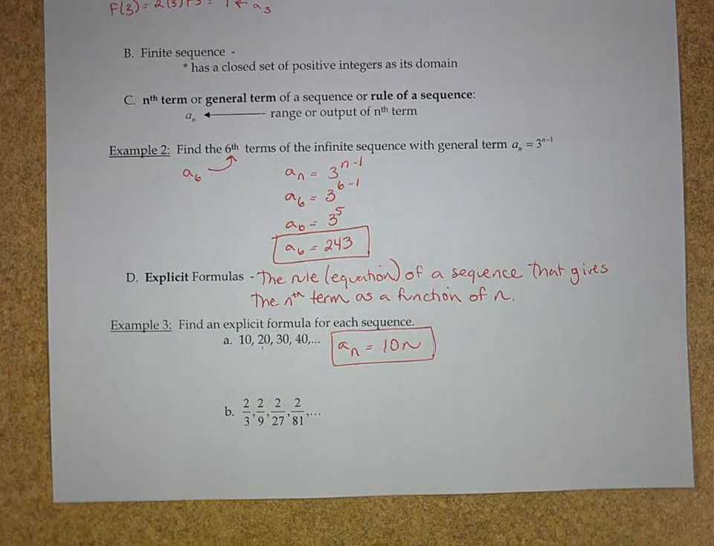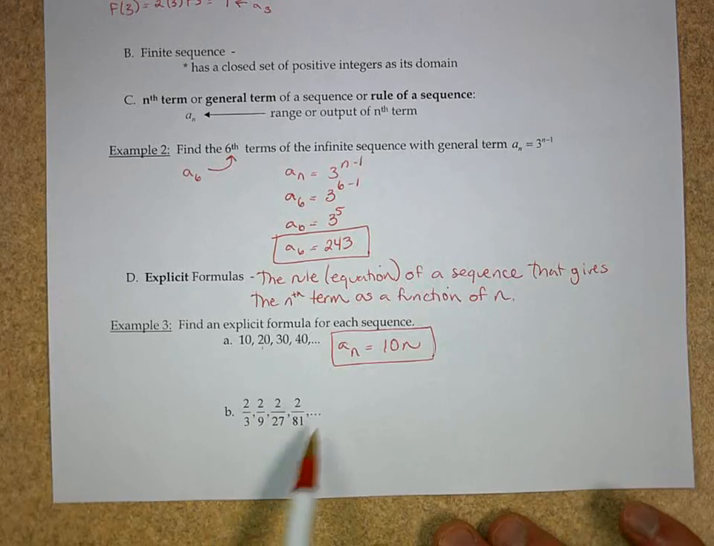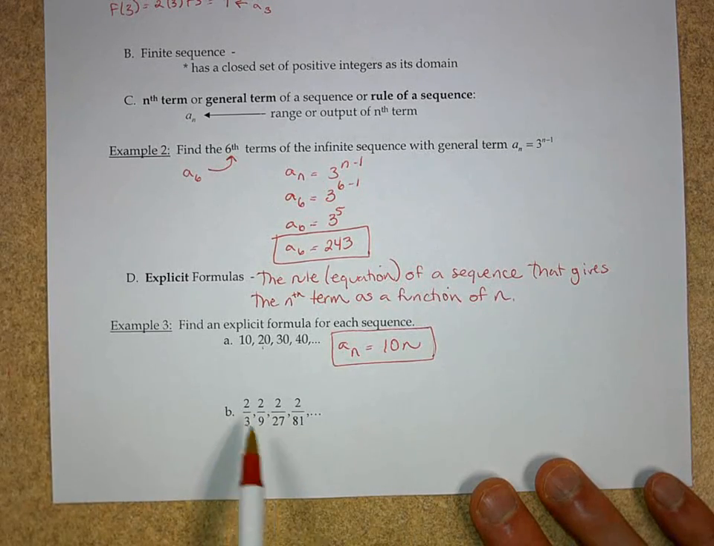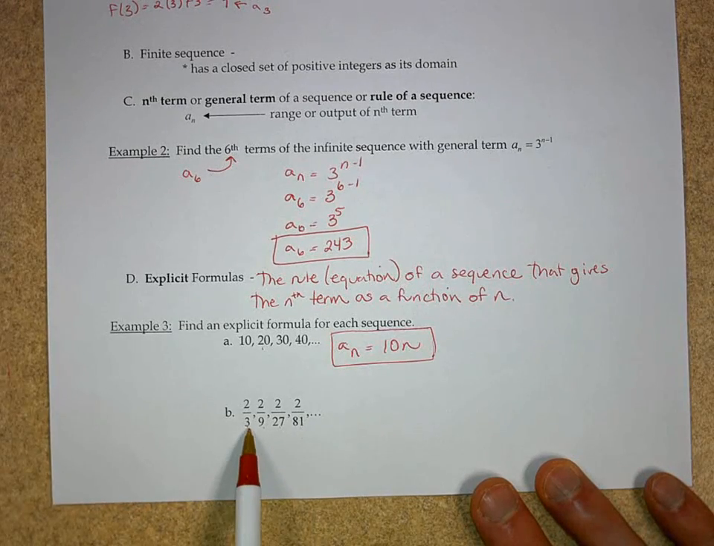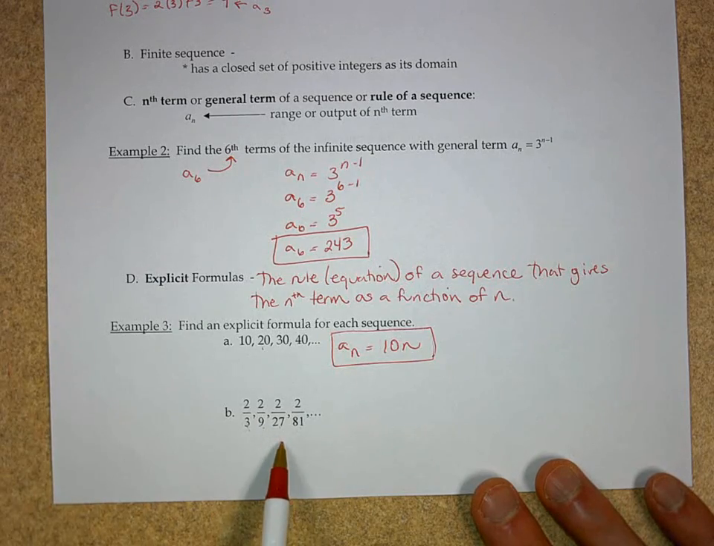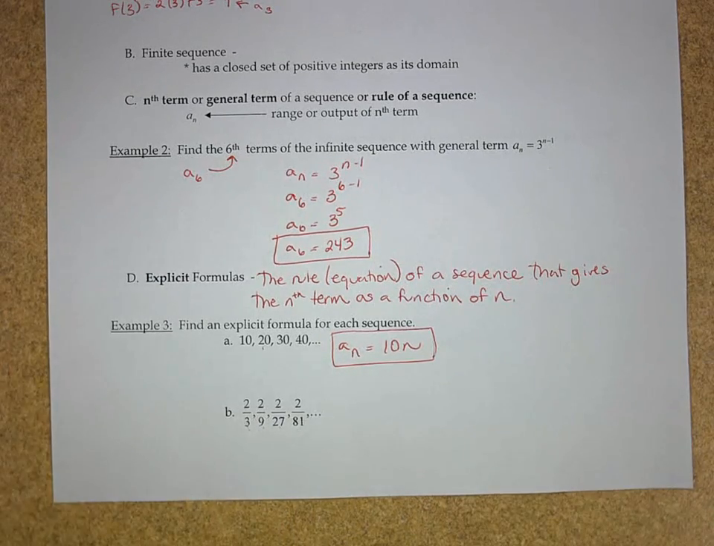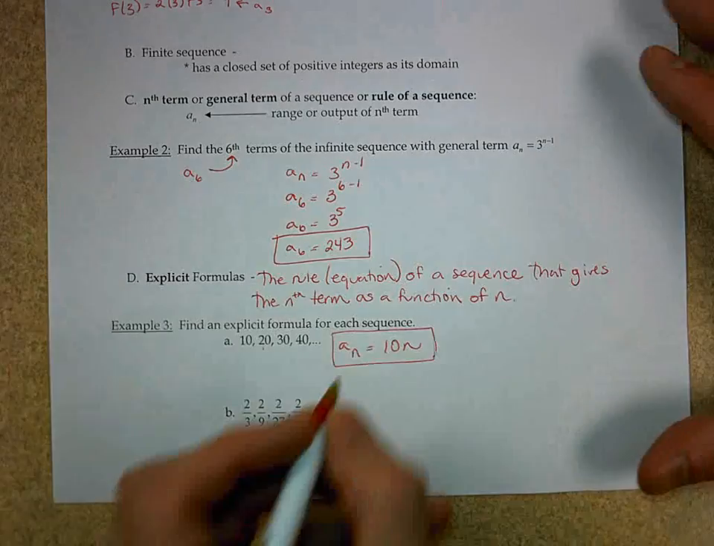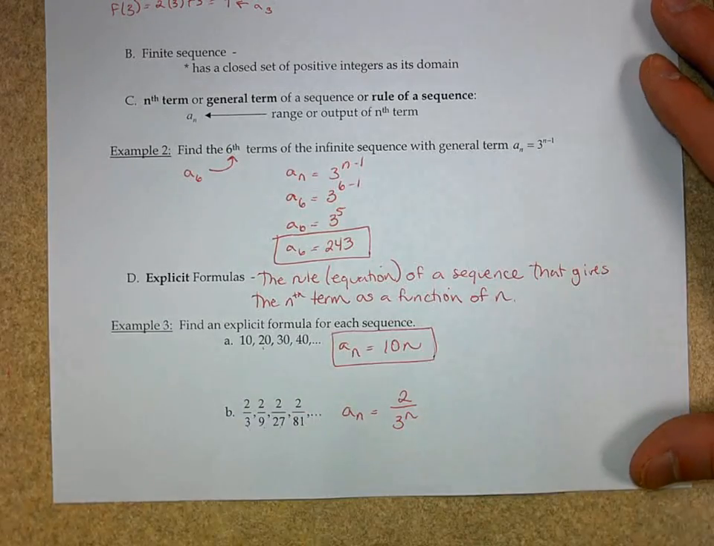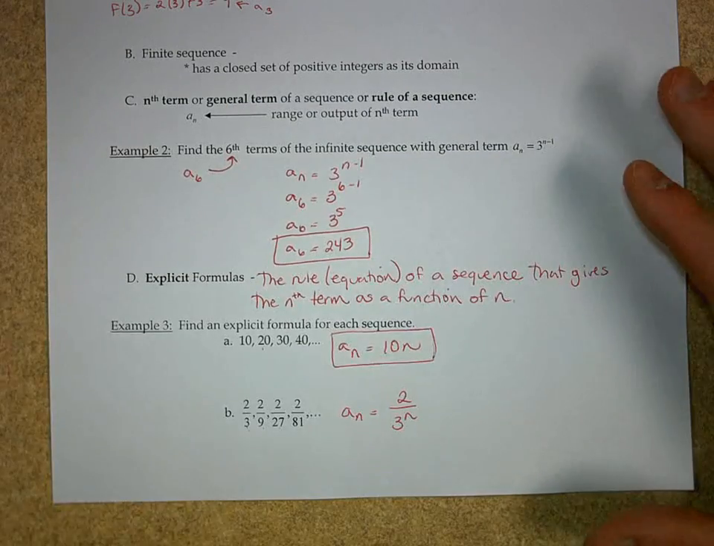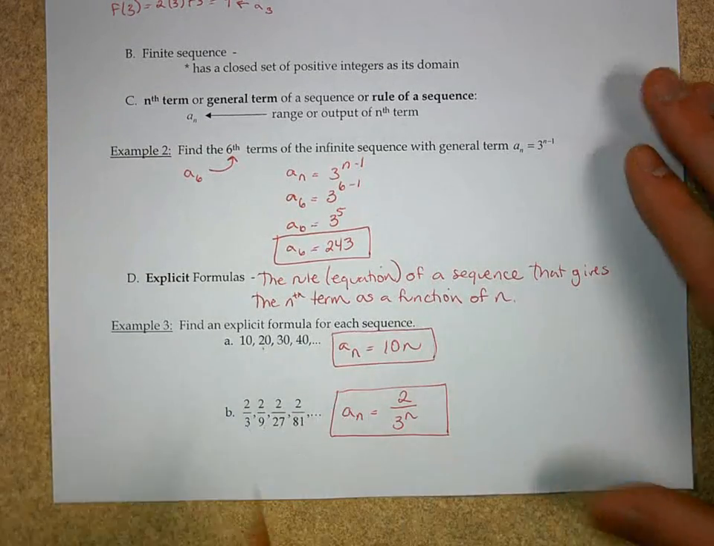My second example: 2/3, 2/9, 2/27, 2/81. What is the relationship there? The relationship comes from the denominator. Here, this is 3 to the first, 3 squared, 3 cubed, 3 to the fourth. And 3 to the first matches with the first term, 3 squared matches with the second term, 3 cubed matches up with the third term, 3 to the fourth matches up with the fourth term. So my explicit formula for this is a sub n is equal to 2 over 3 raised to the n.